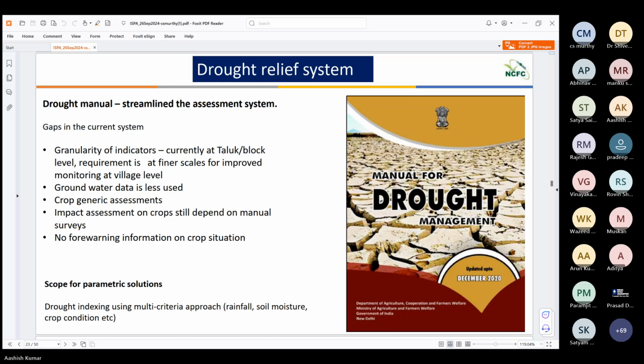Now, on the drought indexing system, the requirement of the ministry and also NDMA, we are working towards developing some kind of objective indexing system for automated assessment of drought conditions and identifying the beneficiary regions, at least at village level, which villages are impacted. This kind of streamlining is yet to be done. This is a very good opportunity for researchers to work on. Next, please.